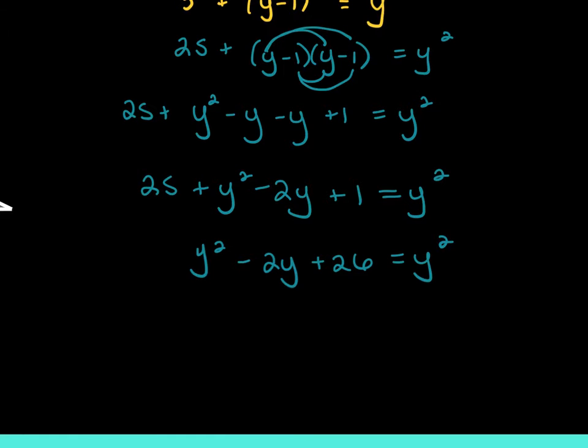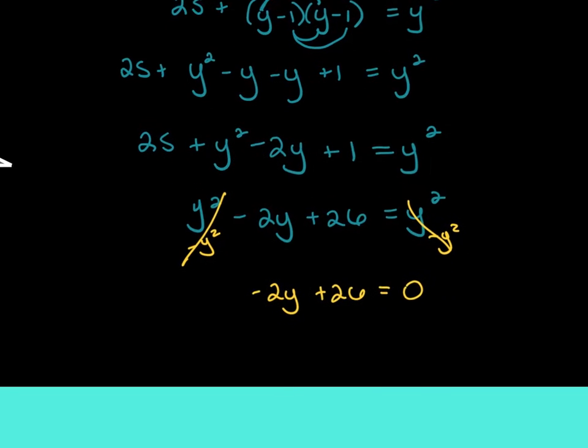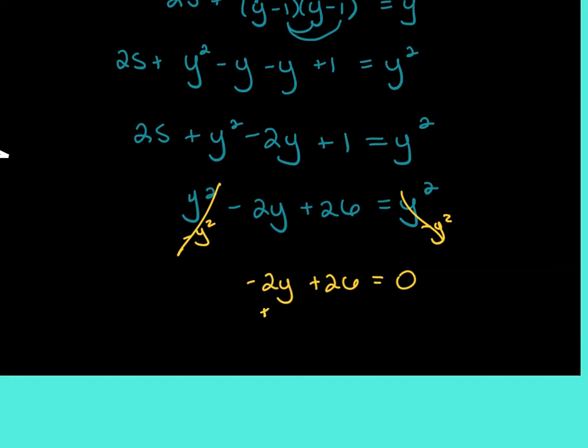Then what? Yeah, y squared. Got to subtract the y squared. It cancels from here, and it also cancels from here. Then what could you do? Then you add 2y. Good.